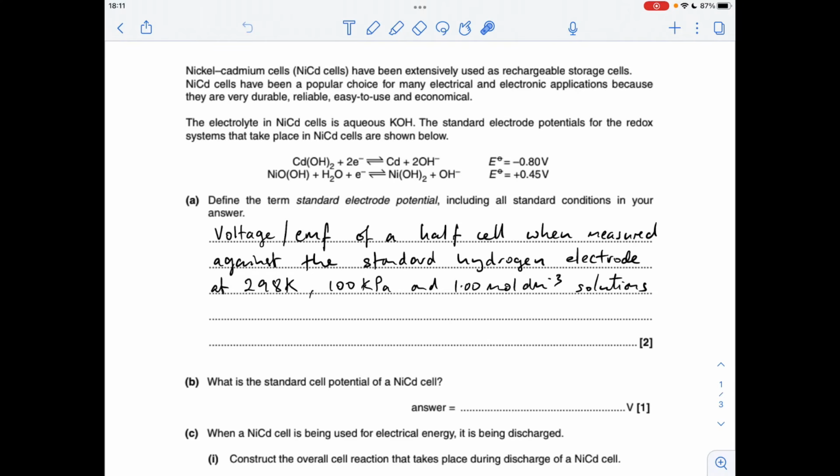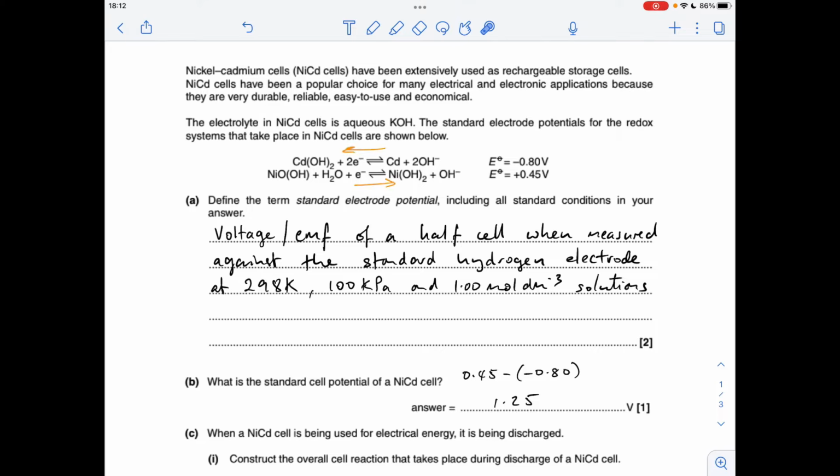Okay, so the definition of the term standard electrode potential: it's the voltage or EMF of a half cell when measured against the standard hydrogen electrode, under standard conditions: 298 Kelvin, 100 kilopascals, and solutions at 1 mole per decimeter cubed. Standard cell potential is just the most positive minus the least, so we get 1.25 volts.